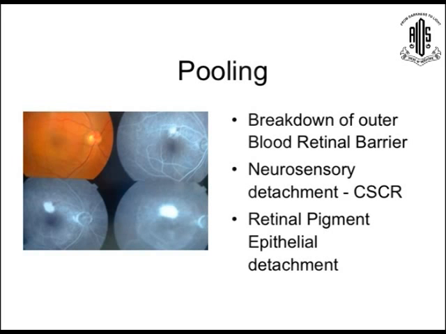And then the pooling. Pooling occurs because of the breakdown of outer blood retinal barrier. And there is a neurosensory detachment, that is the central serous retinopathy's hallmark. And there is retinal pigment epithelial detachment. Below that, pooling occurs. So pooling can be due to this neurosensory detachment or the RP detachment.